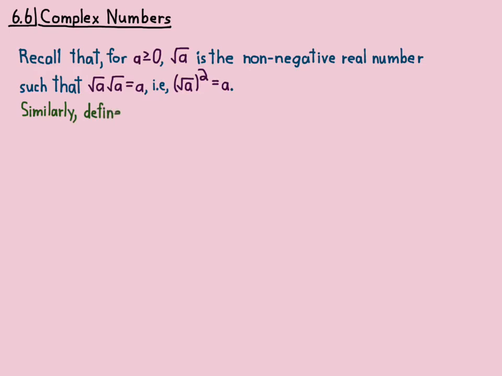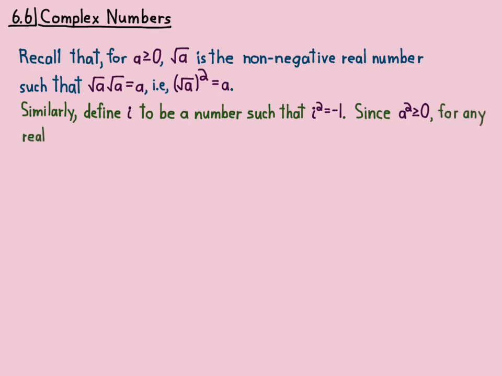So similarly, define i, this is the letter i, to be a number such that i squared is negative 1. So i can't be a real number because any real number, if you square it, is either going to be positive, or if the original number is 0, you get 0. So you can't get a negative number out of it. So i is obviously not a real number.